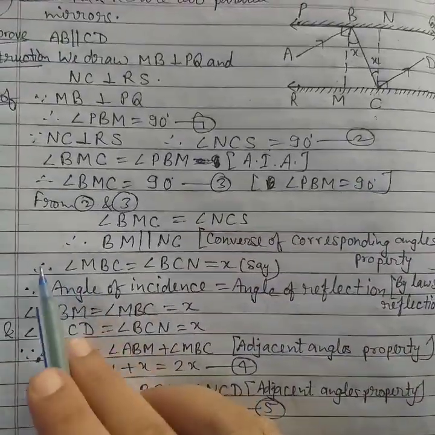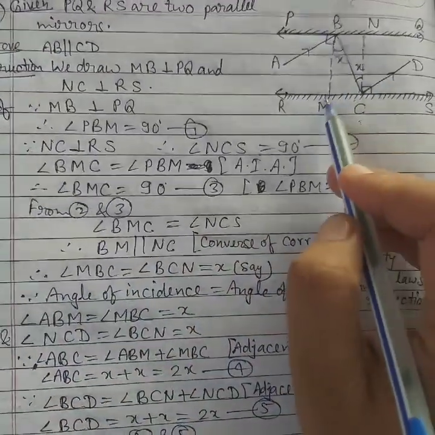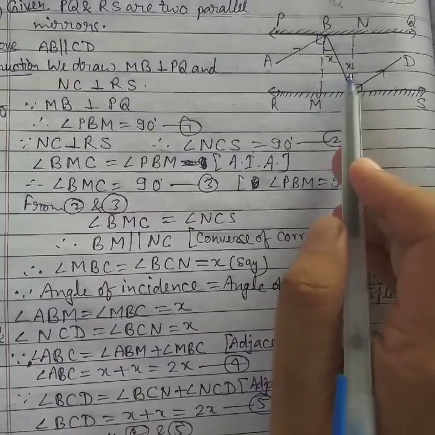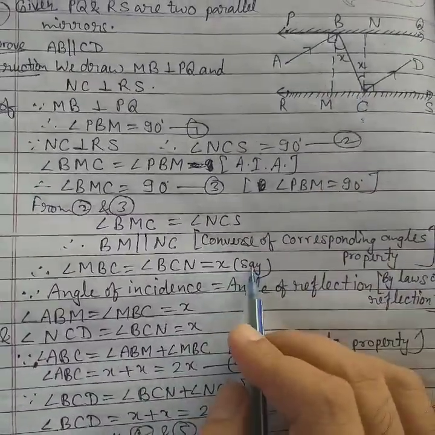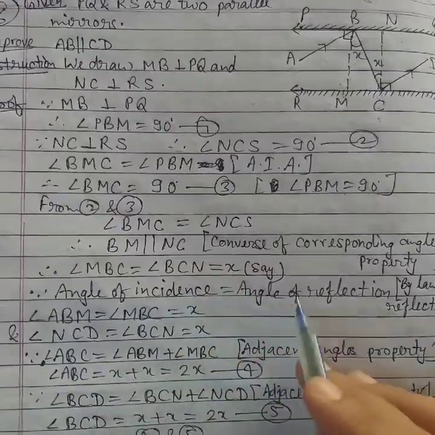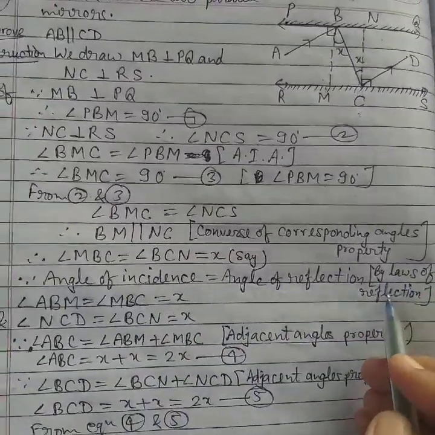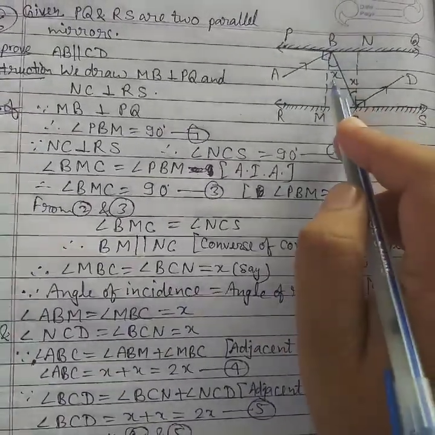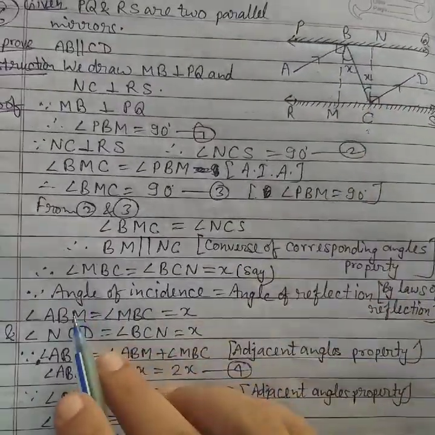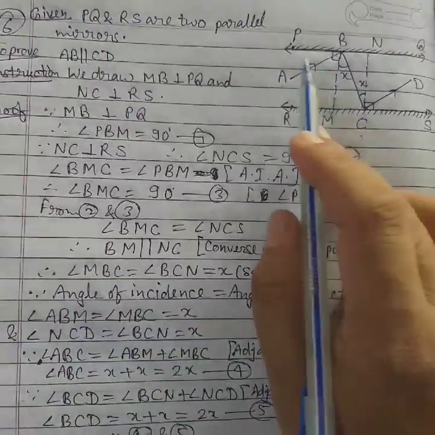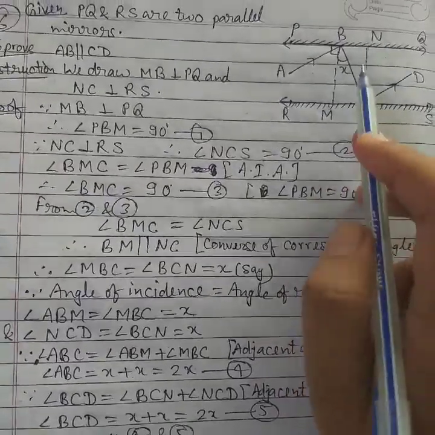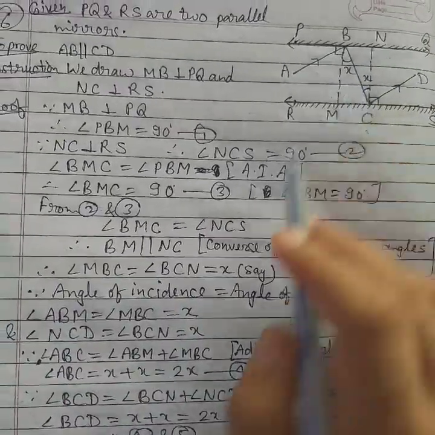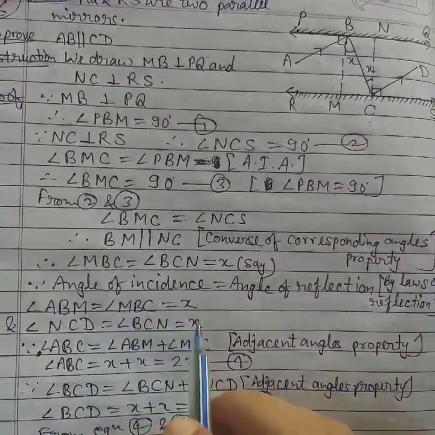Clear. Now angle MBC equals angle BCN by alternate interior angles, because MB is parallel to NC, and we assume these to be x. Clear? Now, angle of incidence equals angle of reflection by the laws of reflection. Angle of incidence, angle ABM, equals angle MBC, and MBC is x, so we can take ABM as x too. ABM equals MBC equals x for mirror PQ. And for mirror RS, angle BCN equals angle NCD, and BCN is x, so angle NCD equals angle BCN equals x.